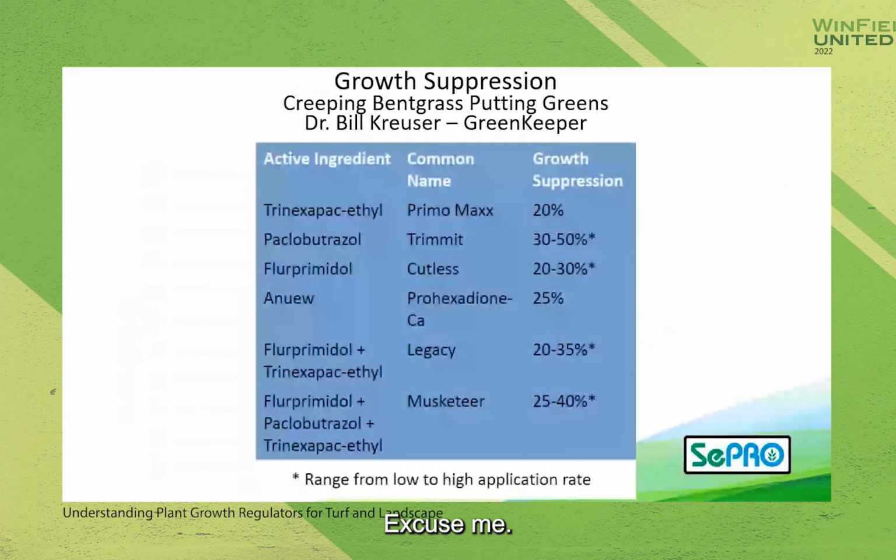Now, Dr. Bill Kreuzer, that created the Greenkeeper app, has modeled all the PGRs and has looked at maximum suppression of the various products. And so I'm not going to go product by product, but this is on creeping bentgrass greens. You have maximum growth suppression of Primo being about 20%, and as you move down the list, up to 40 or 50%, depending on if we're talking about either Musketeer or Trimmet. So that's creeping bentgrass greens.